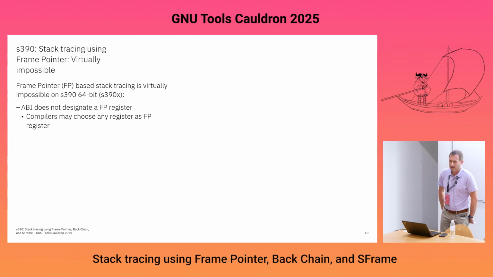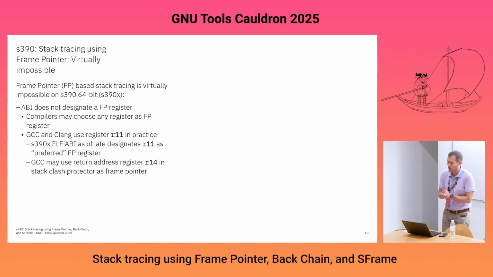So why is stack tracing using frame pointer virtually impossible on s390? That is because our ABI does not designate a frame pointer register. So the compiler is free to choose any register as frame pointer. Does this mean we can't really do this? No, because in practice, GCC and Clang use register 11. And so as of late, we have adjusted our ABI to designate register 11 as preferred frame pointer register.